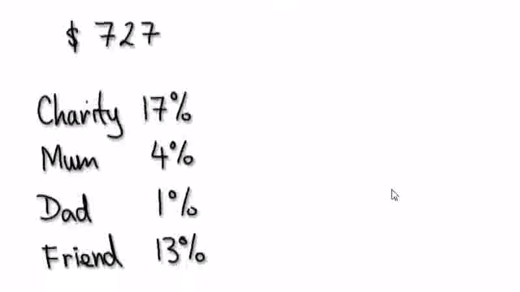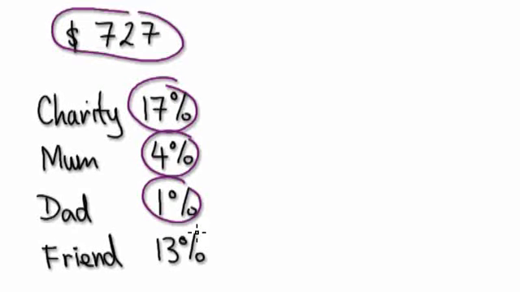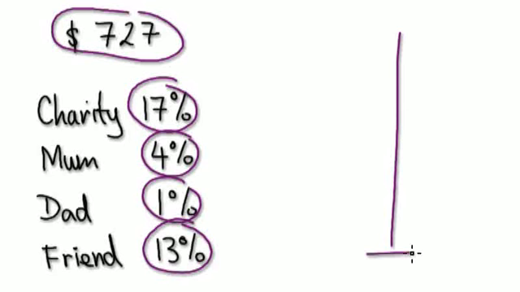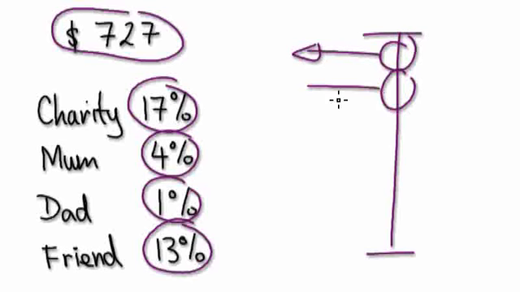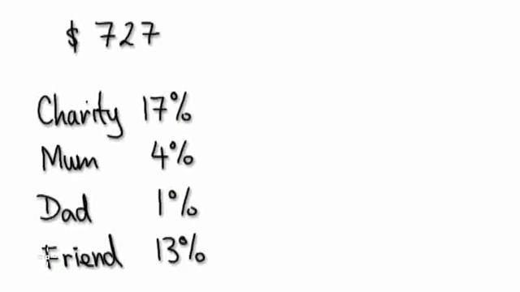Okay, now it's your turn to have a go. Let's say you've won this amount of money. You're going to give 17% to charity, 4% to mum, 1% to dad, and 13% to your friend. So draw that diagram. I want to know how much money goes to charity, how much goes to mum, how much goes to dad, friend, and I also want to know how much is left for you. Okay, so press pause and have a go.